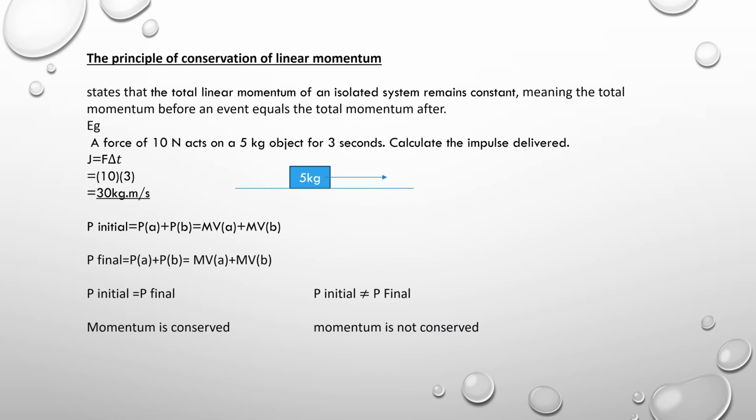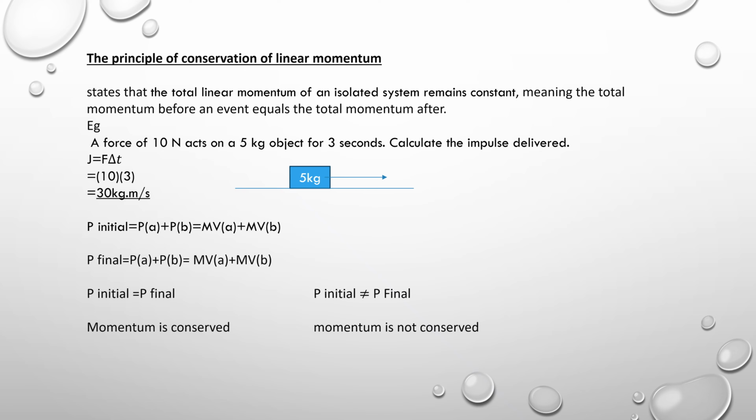So, example number 2, they are saying a force of 10 newtons on a 5 kg object for 3 seconds. Calculate the impulse delivered. So you are going to say impulse is equal to force times change in time. You are given that force is 10 newtons and the time interval is 3 seconds. Then your force is 10 newtons times 3 seconds. Then you're going to get 30 kg meters per second.